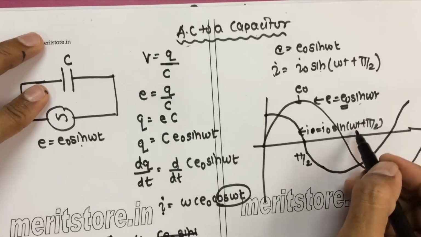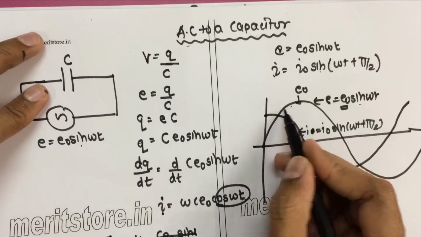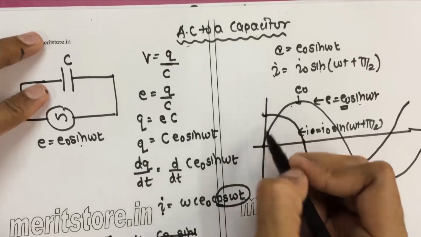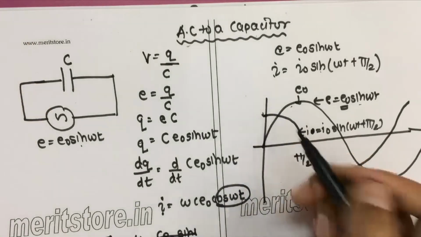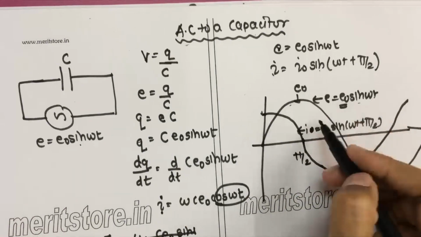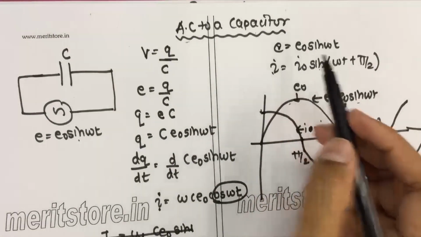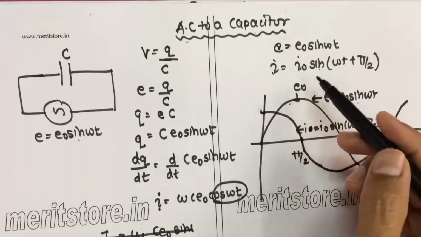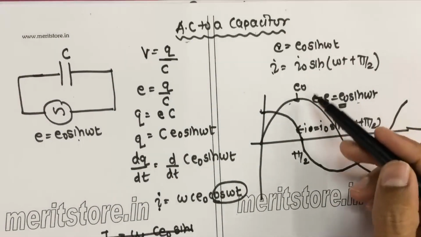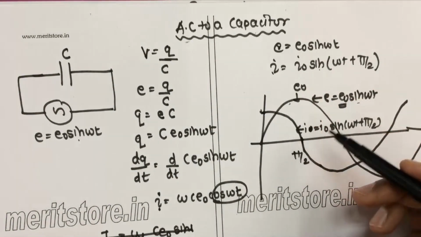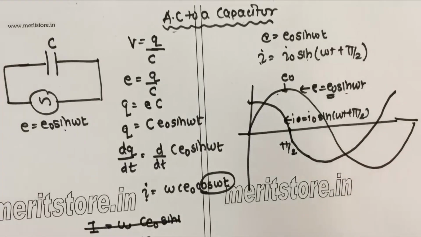That is already at the peak. When the voltage is starting, your I is already leading by an angle of pi by 2. So this is how you understand that when an alternating current is passed through a capacitor, the current is leading and the voltage is lagging by a phase difference of pi by 2.